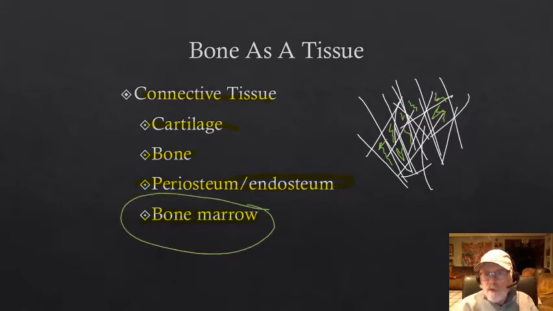So this bone marrow is either fat, and what is fat? Connective tissue. What are blood cells? Connective tissue. So basically that bone marrow is also considered part of connective tissue. Okay, so it's more than bone. It's also the cartilage, the periosteum, the endosteum, and the bone marrow.